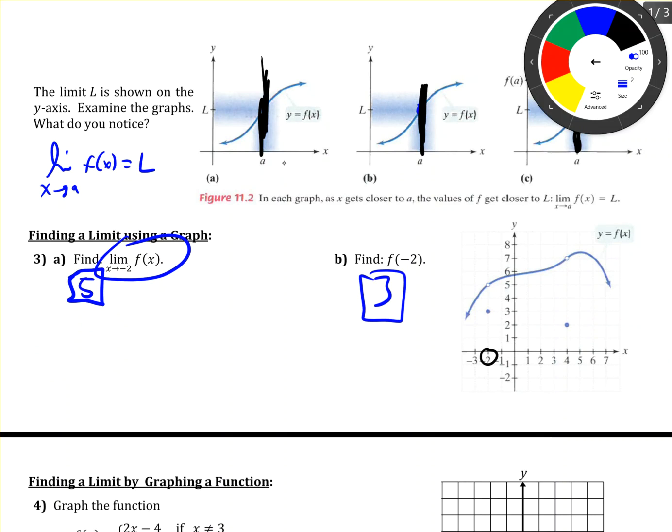So real quickly, what's the limit as x approaches 4? As x approaches 4, that'd be 7. f of 4 is 2.